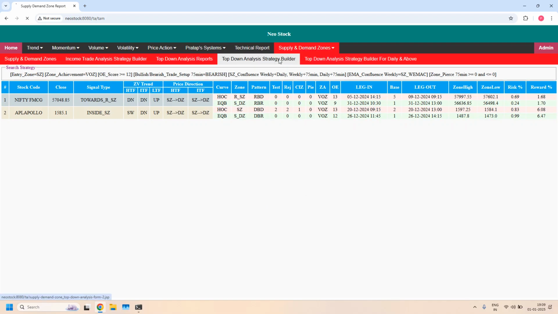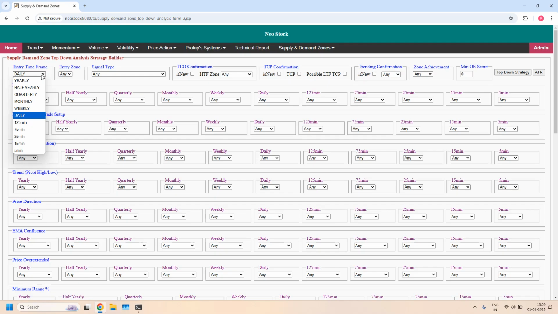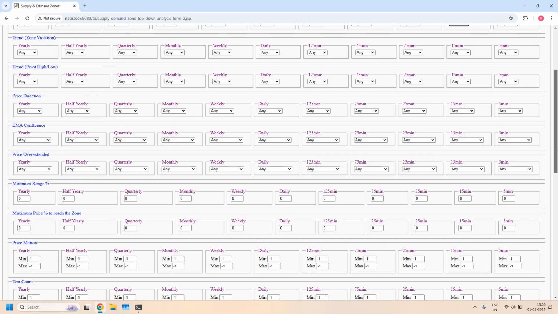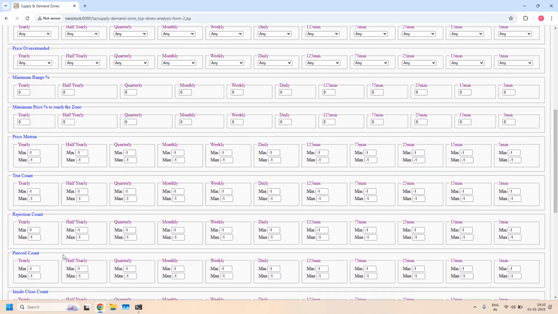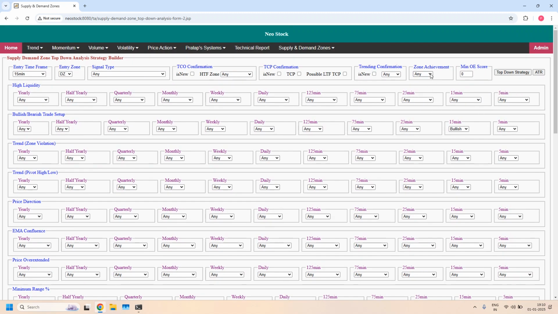And the next one is bullish trade setup for daily income trade, entry time frame 15 minutes, entry zone demand zone. In bullish or bearish trade setup at 15 minutes entry time frame, I am selecting bullish. And these 15 minutes demand zones should not be pierced. So at pierced count at 15 minutes time frame, I am setting minimum value 0, maximum value 0, zone achievement violated opposing zone, minimum odd enhanced score 12. All three filters are applied to the 15 minutes demand zone.